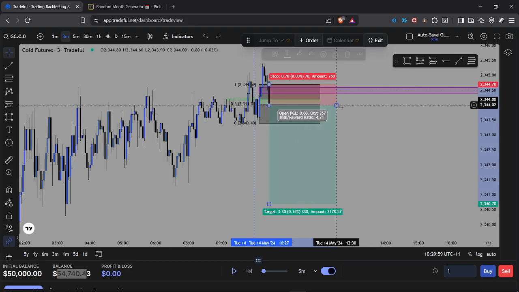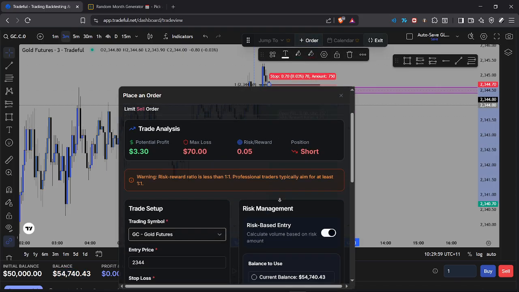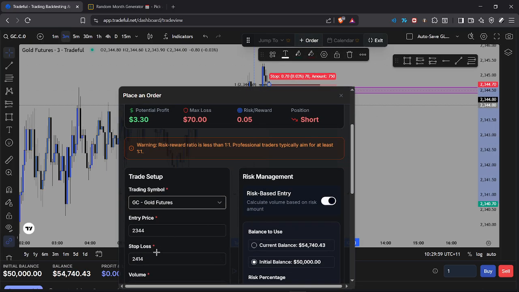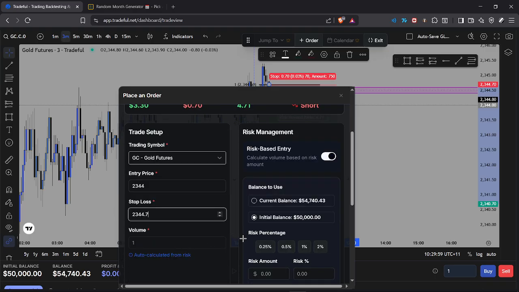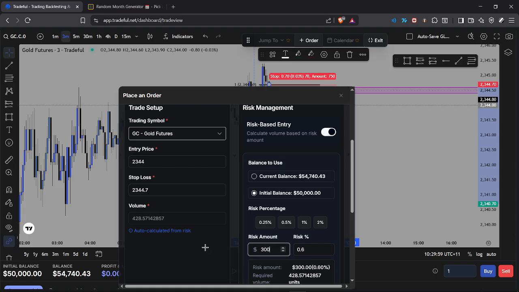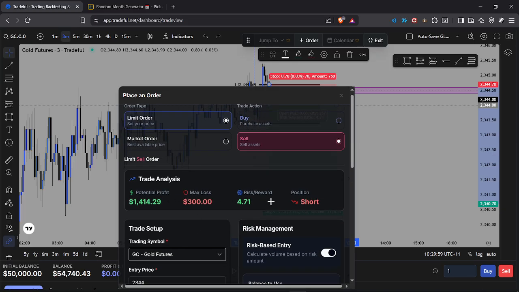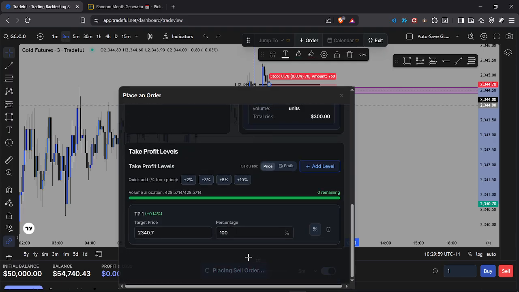Fuck it, that does look pretty good. What is happening? 2344.7. 300. 4.71 looks right.